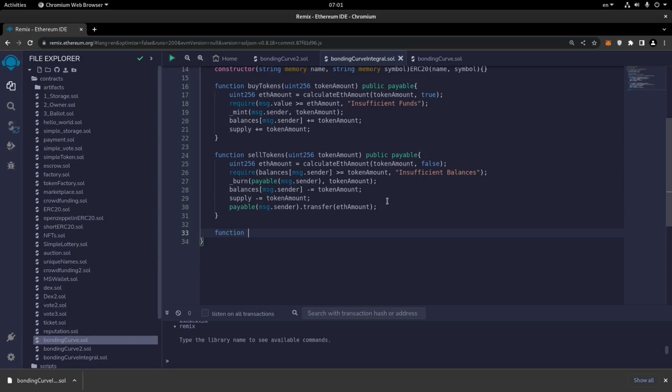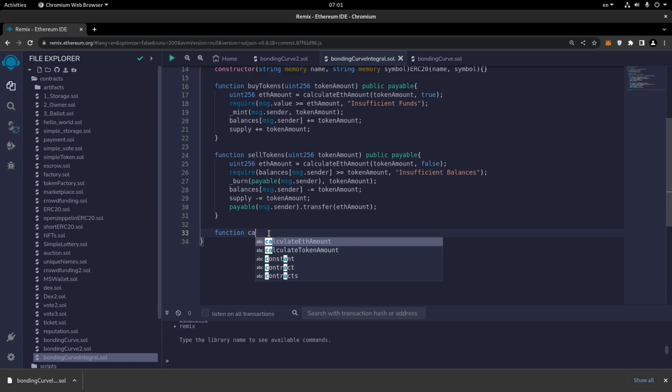So now let's get started here, and let me make sure that we are inside of the correct contract. Yes, this is bonding curve integral.sol. So I will keep these other two open. Notice that this is the first bonding curve, this is the second one, and bonding curve integral.sol is the third one. So we had three versions, and the most correct one is this one. So function calculate if amount.